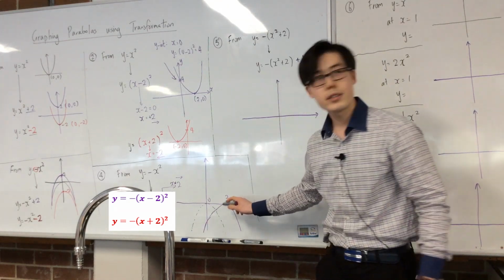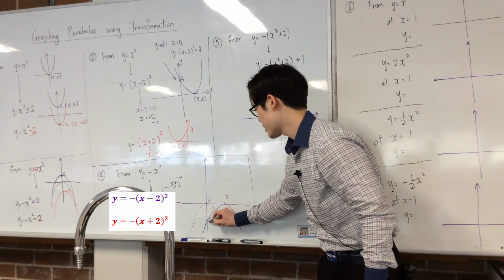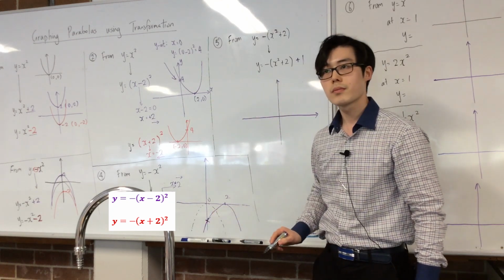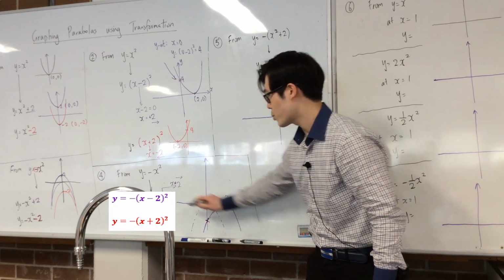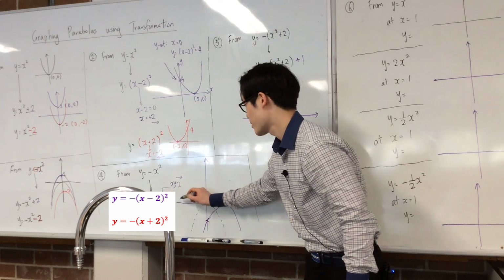Now, I'm not done here. What's the other thing you have to find? What did I find there? The y-intercept, right there. Yep, so if I substitute x equals 0 in here, that's going to be 0 minus 2 squared with a minus in front.